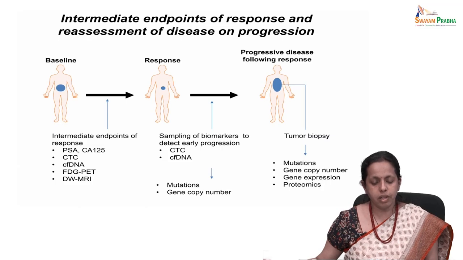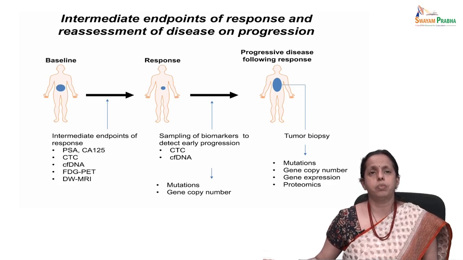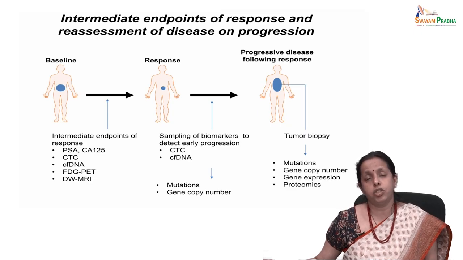And again, this response, then progressive disease. Now you can see the tumor size has increased. Yes, the tumor didn't really respond. Then you take the tumor biopsy and look for any novel mutations, gene copy number variations, gene expressions, and then you look for proteomics. So intermediate endpoints of response and reassessment of the disease during progression, these parameters are very, very important.